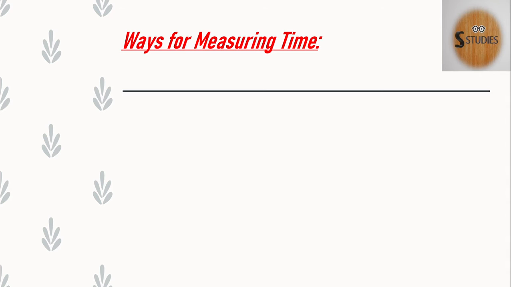Ways for measuring time. Now, we all will get a question: when we had no batteries, no clocks, or no cell phones, how did we start to measure time? So, there are five tools which they used in the past to measure the time. Now, let's learn about each of them in detail.